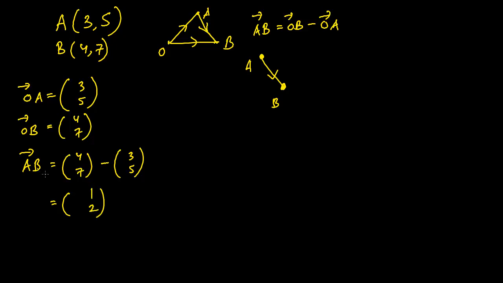So that's it. Now the question is, find the modulus of the vector, which means the modulus of AB equals the square root of this row squared, so 1 squared plus this squared, which is the square root of 1 plus 4, which is the square root of 5. Now since this is the length of a line, we can also write the modulus of vector AB as simply AB, the length of the line.